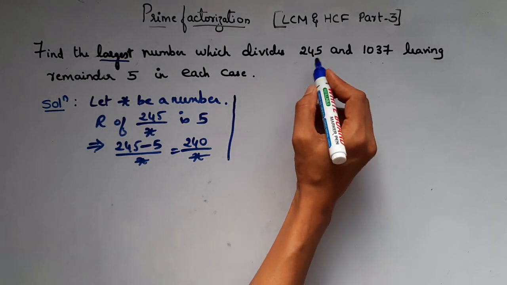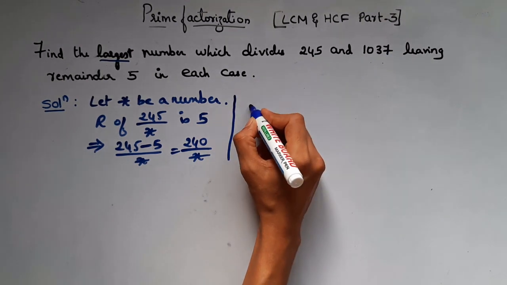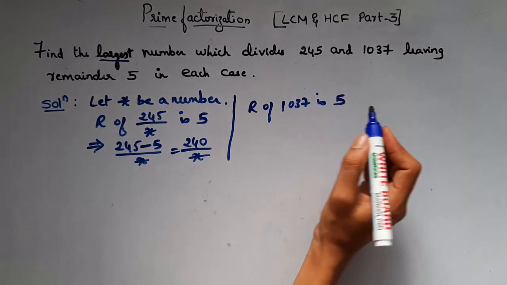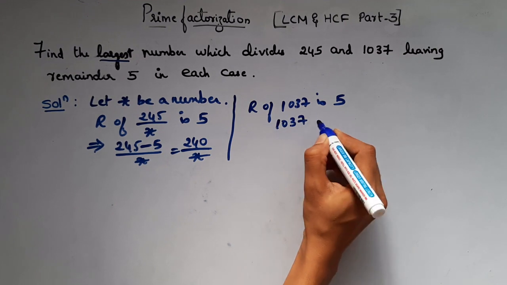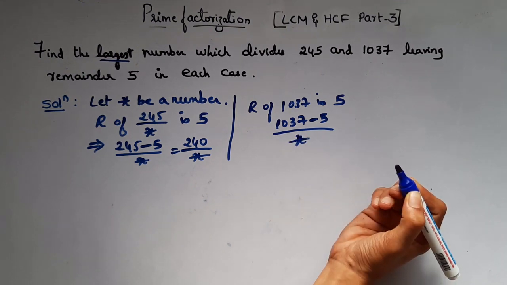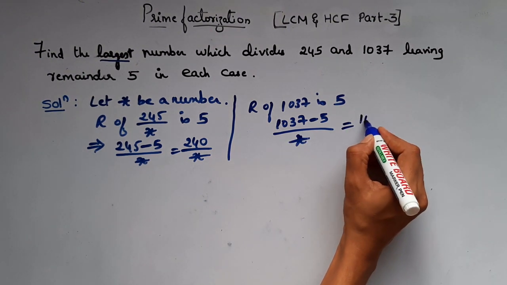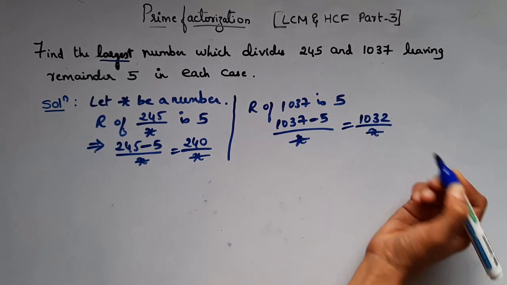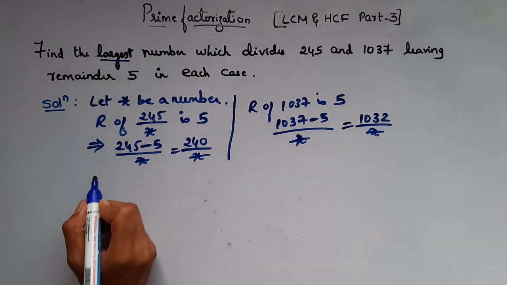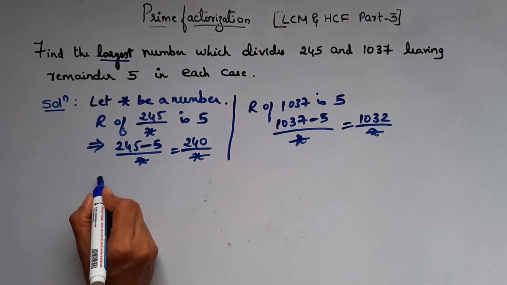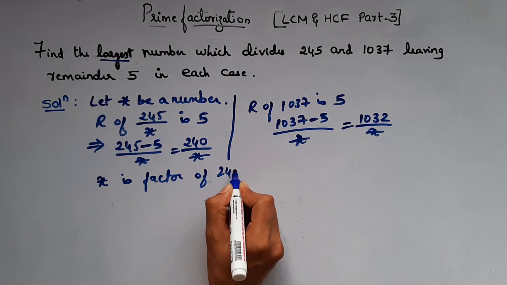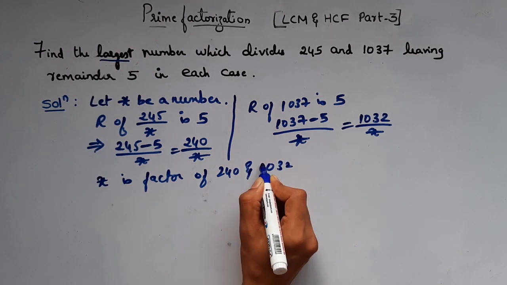Similarly, we'll do for another number, that is 1037. The remainder of 1037 is 5, right? So 1037 minus 5, when you subtract the remainder from this number, will be exactly divisible by x. That is 1032 by x. So x divides 1032 exactly. From this and this, it is clear that x is a factor of 240 and 1032. Agreed?